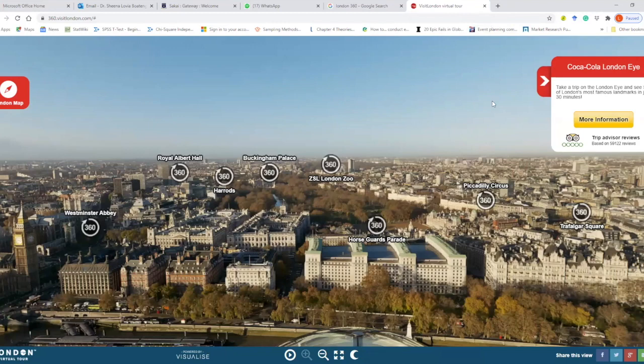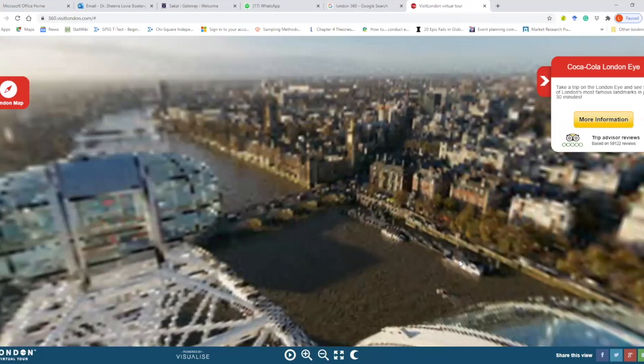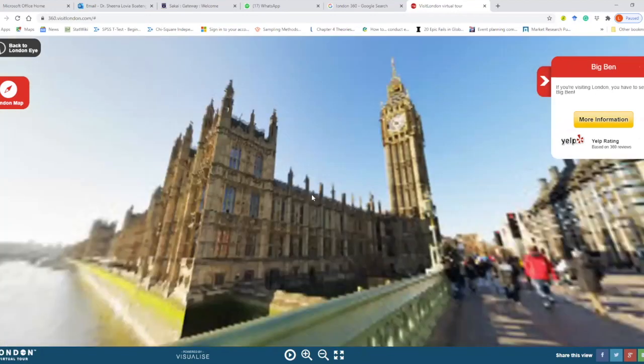Oh, someone wants to go to Big Ben. Okay, let's go to Big Ben then. Where's Big Ben? Big Ben is on this side. Yes. Okay, someone too wants to visit the Queen. So that will be Buckingham Palace. So let's see Big Ben and then we'll go to Buckingham. Okay, so this is Big Ben. Still loading.